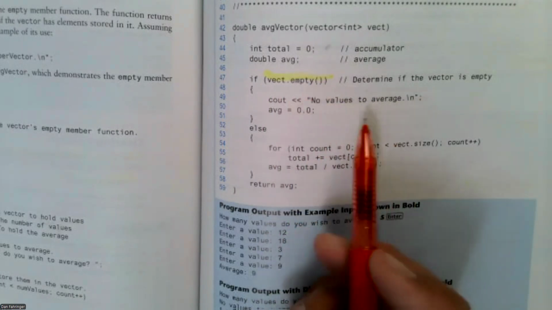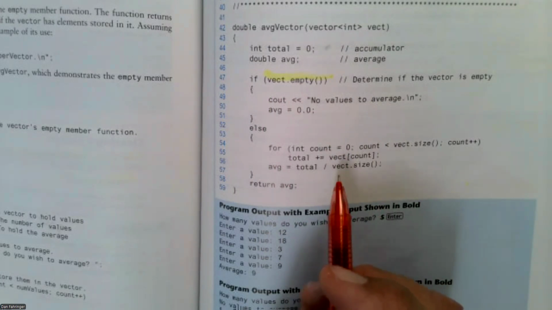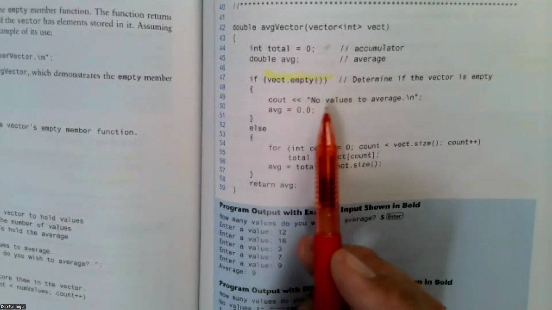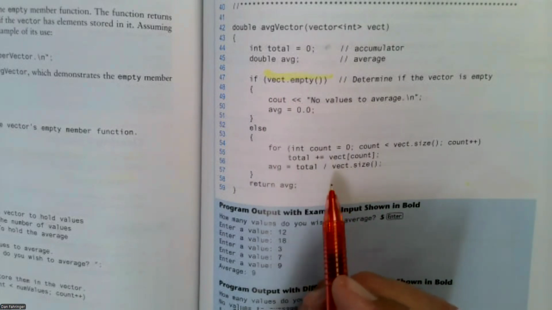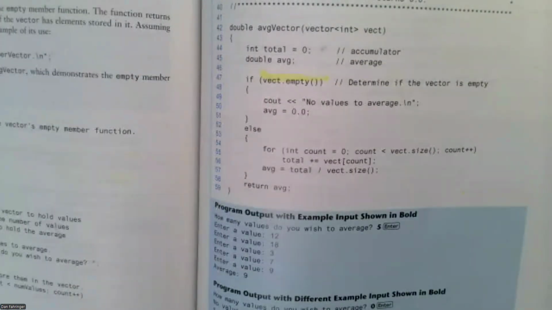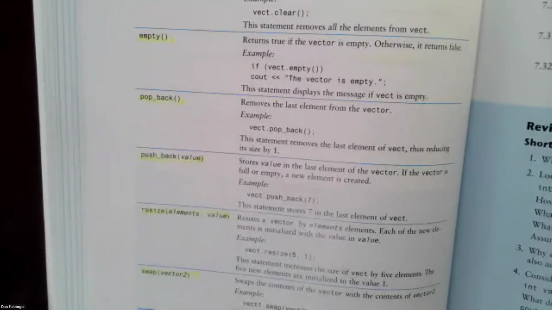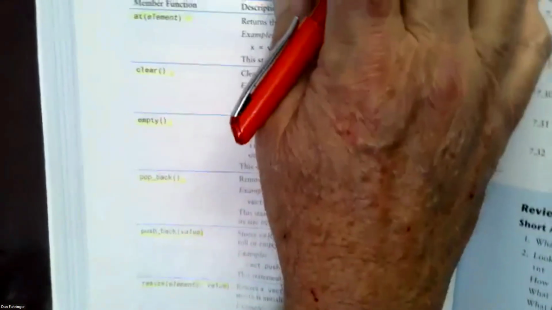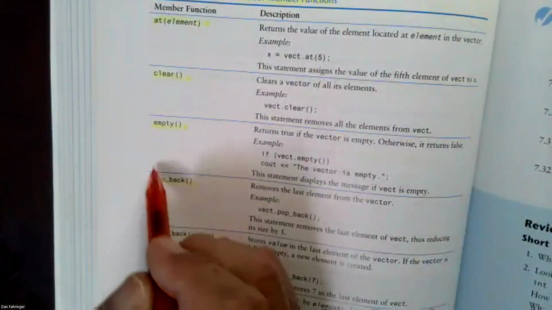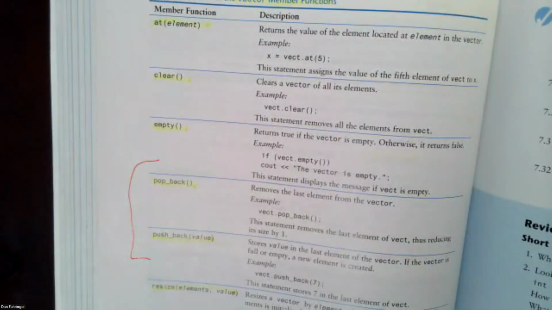Okay, this is sort of like what we just did with finding the average. If it's empty, there's nothing. Otherwise, I can actually do that division, find out what the average is. I think we had size that we could have used to see how many elements or items there were. Okay, so I have this whole clear, empty, pop, push, resize, swap. There's some other things going on. These are the big two, pop and push.